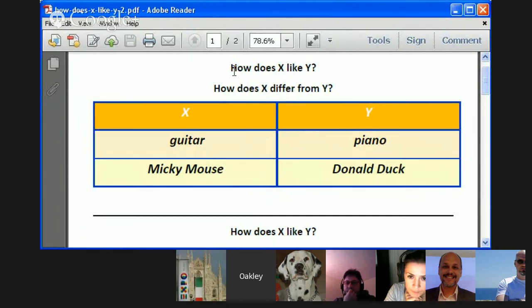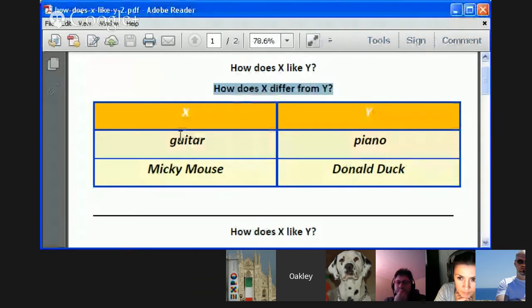Okay, I have to tell you that there is a disturbing incorrectness here. This should not say how does X like Y. It should say how is X like Y. This is correct. How does X differ from Y? Okay. Salvatore, how is X like Y? The first pair here, guitar and piano.